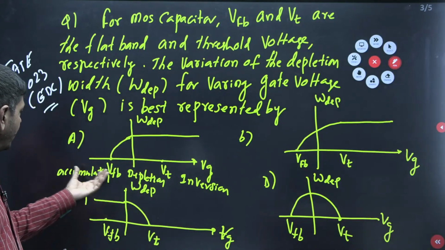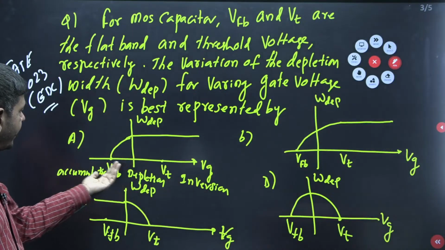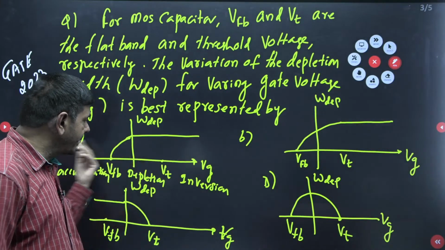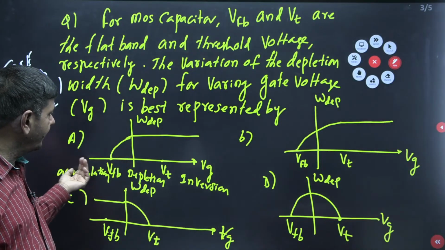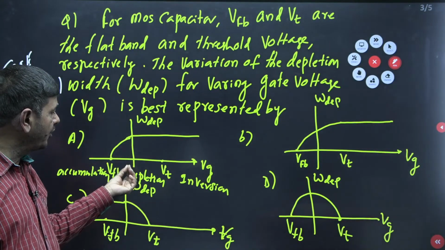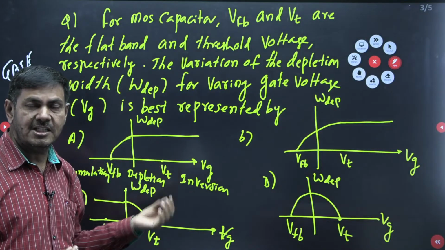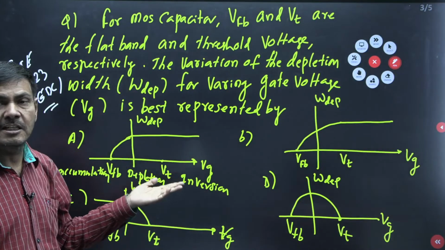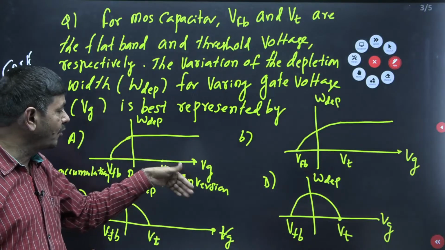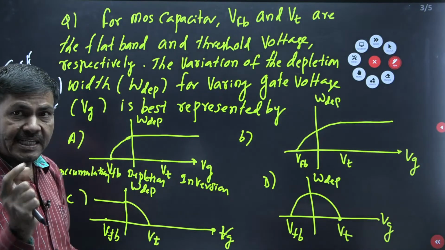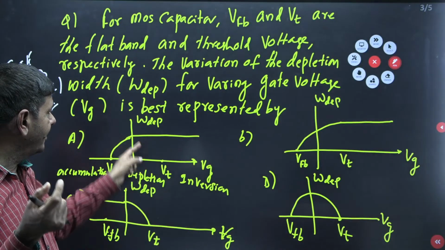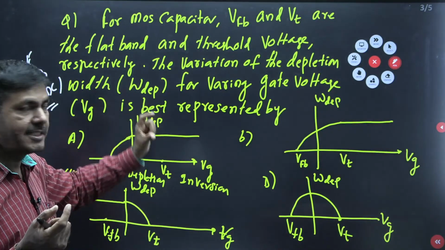But accumulation mode means you apply the negative gate potential only. Gate potential is given negative only. In depletion mode, they give a small positive value. Inversion mode means they give a more positive potential. By changing the gate potential, the depletion width W_DEP is required.